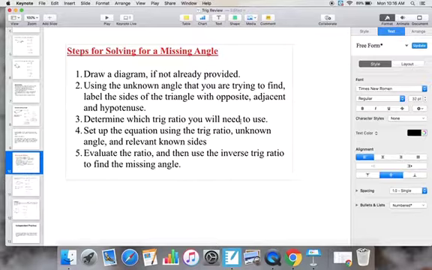Okay, and then once you've figured out which sides you have, use the right trig ratio. If you have opposite and hypotenuse, use sine. If you have opposite and adjacent, use tan. Set up the ratio, put in the things that you know, and then once you have the ratio, do the inverse trig to get that missing angle.